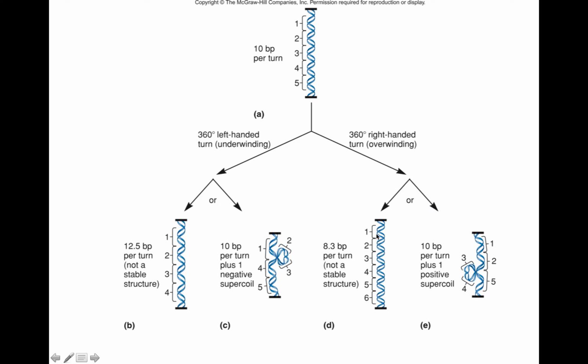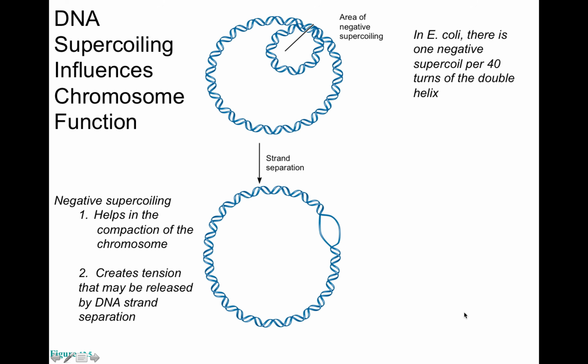Alternatively, if you overwind it, you put more coils in than should be there in a thermodynamically stable form, and you have a fewer number of base pairs per turn because the coils are closer together. This results in a positive supercoil, where the linear portion again is in its thermodynamically stable 10 base pairs per turn, and you have another bulge here, another positive supercoil. So DNA supercoiling can influence the chromosome structure.